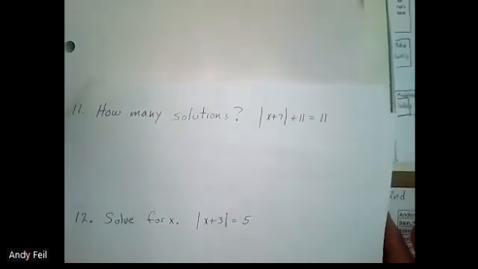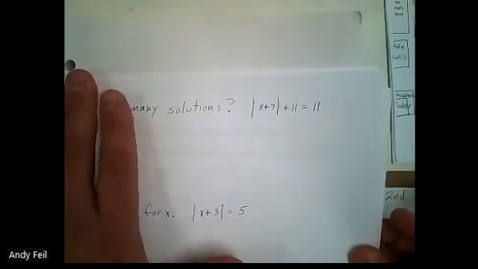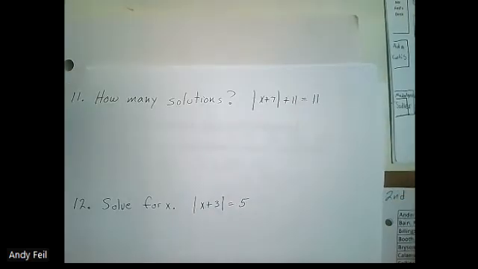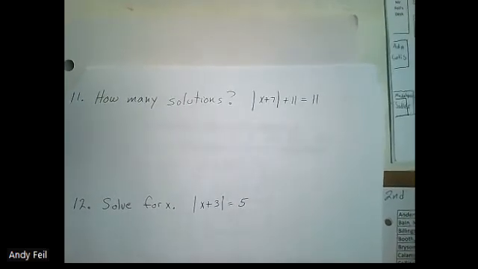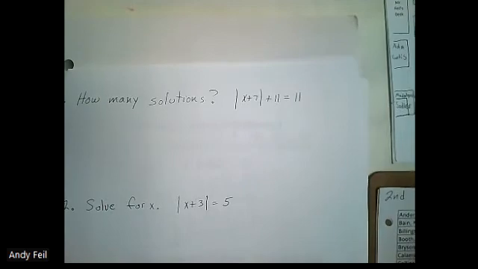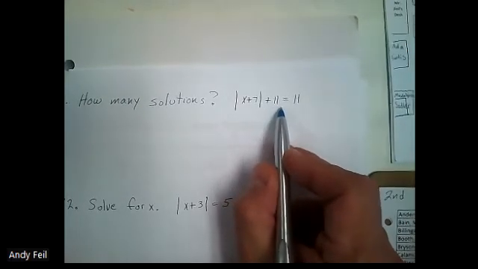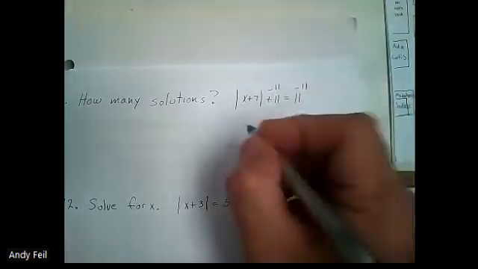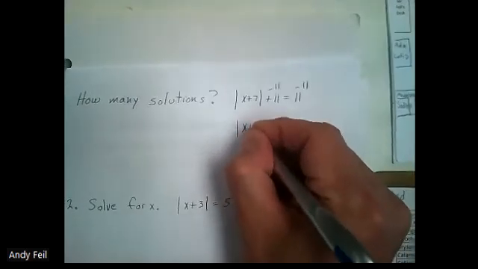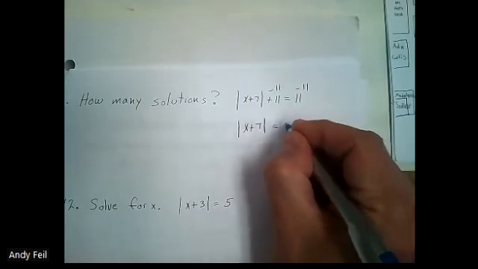Now, before you tell me how many solutions there are in number 11, tell me why I have to do a small amount of work first. Subtract 11. You have to isolate the absolute value. So I want to get this absolute value by itself. This plus 11 isn't doing that, right? So I need to subtract 11 from this side and subtract 11 from this side. That will give me the absolute value of x plus 7 equals 0.